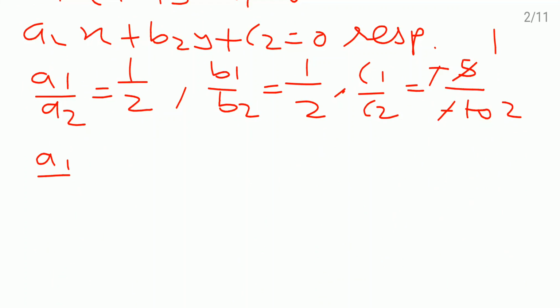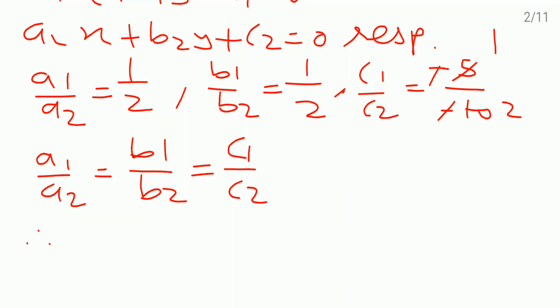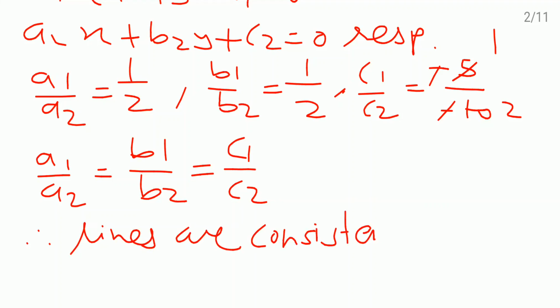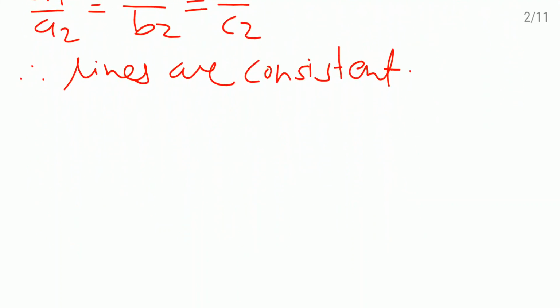It means that a1 by a2 is equal to b1 by b2 which is equal to c1 by c2. Therefore lines are coincident. Coincident means what? Infinitely many solutions. It means that lines are consistent. Therefore here lines are consistent. Correct? Now as the lines are consistent, we need to draw the graph.